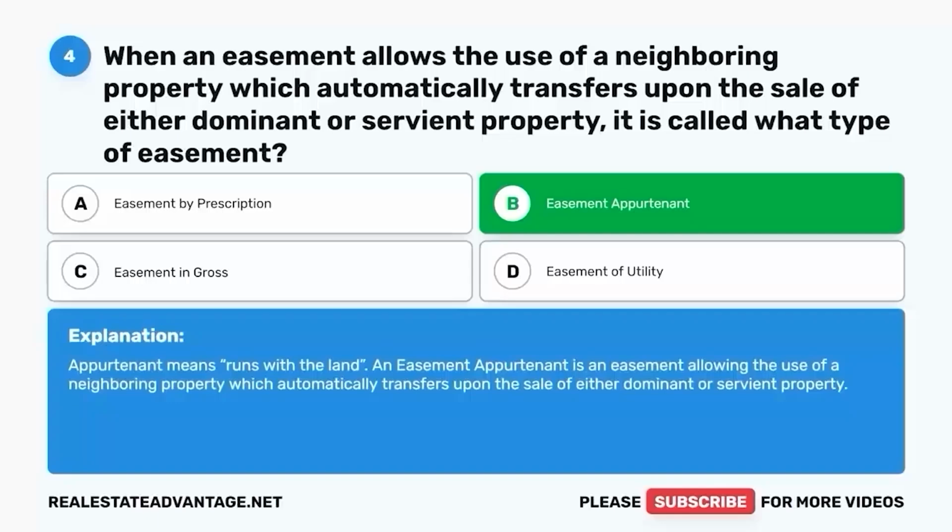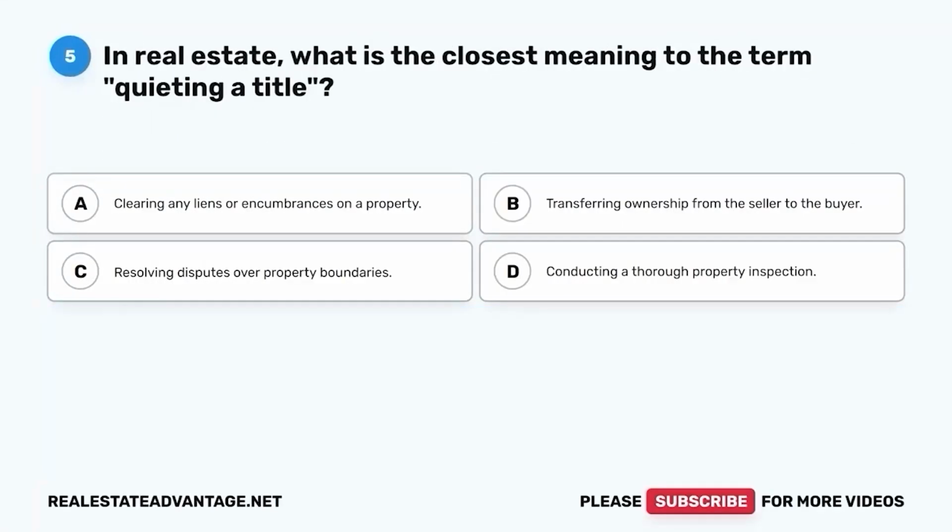An easement appurtenant is an easement allowing the use of a neighboring property which automatically transfers upon the sale of either dominant or servient property. Question 5. In real estate, what is the closest meaning to the term quieting a title?